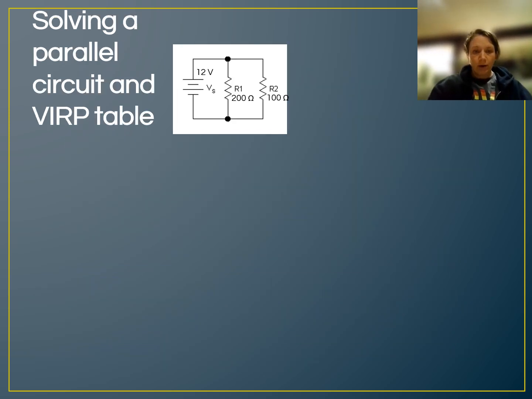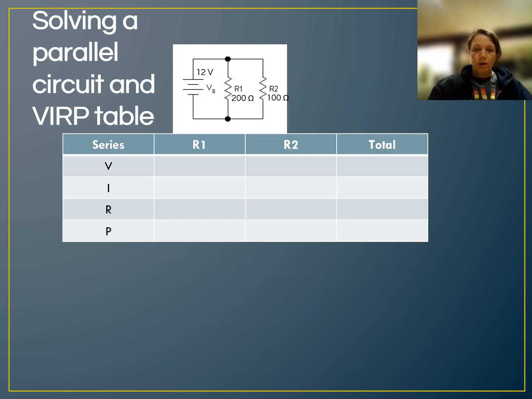All right, let's go through a parallel circuit and a VIRP table. We're going to take the same two resistors and the same battery, and we're going to put them in parallel this time. The no list is the same from the beginning, but our first step is going to be a little bit different this time. We can't just add up my resistance.